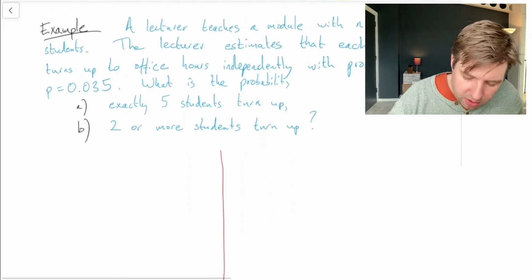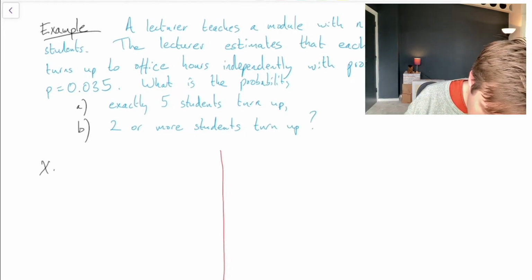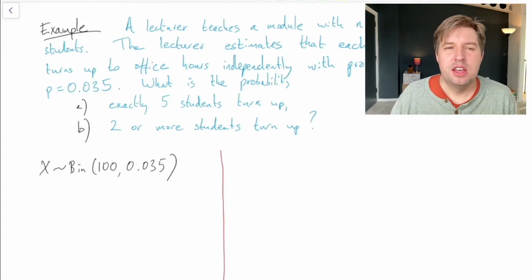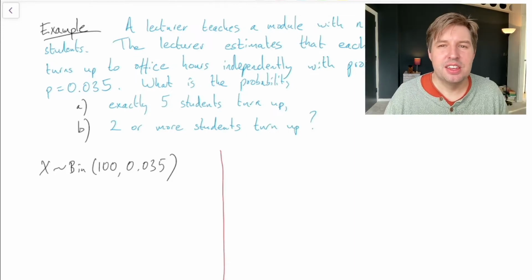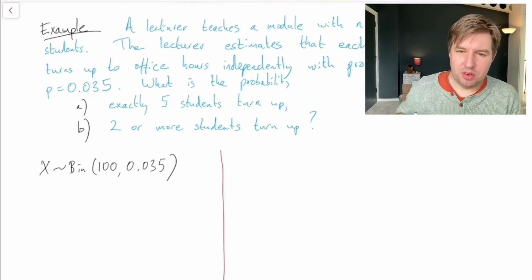Well, the model we have here is that the number of students that turns up is binomial with parameters 100 and 3.5%. Because there are 100 students, and there's a probability 0.035 that each of them turns up independently. So the number that actually turn up is one of these successes out of n trials things, which we know is a binomial distribution. So here we've got X being binomial 100, 0.035.